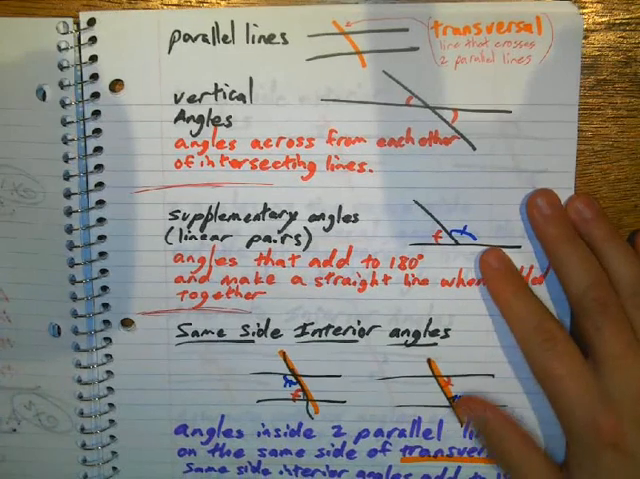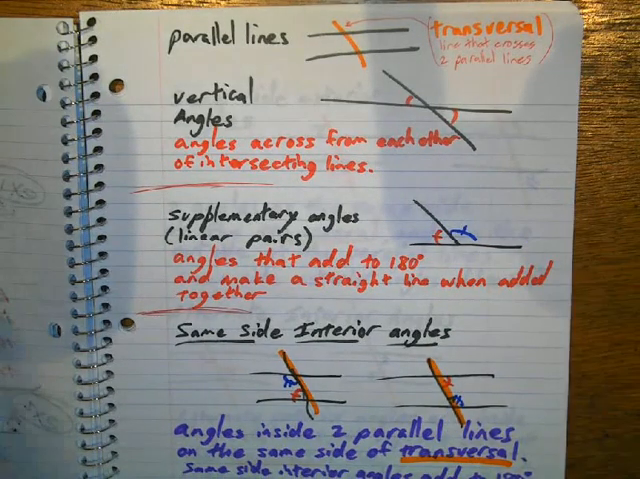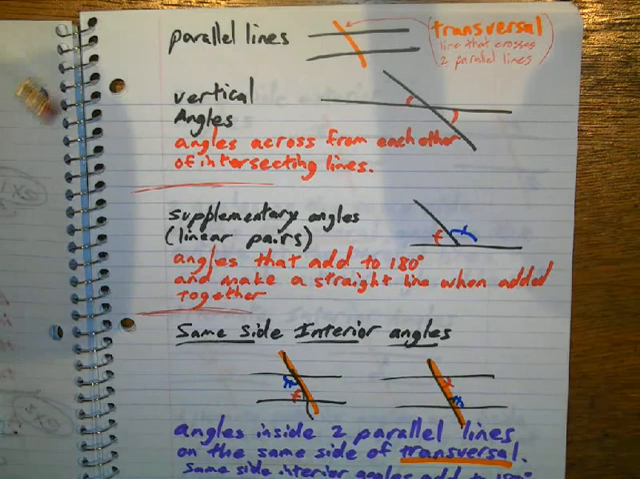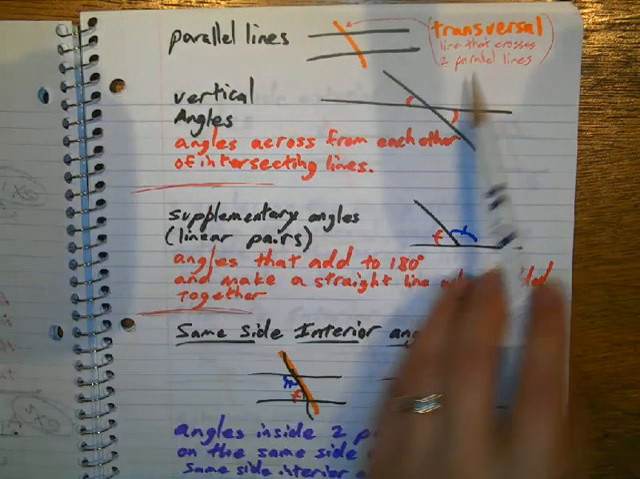A few notes that you need to take here. Okay, so when you have parallel lines and you have a line that cuts through them, that's called a transversal.